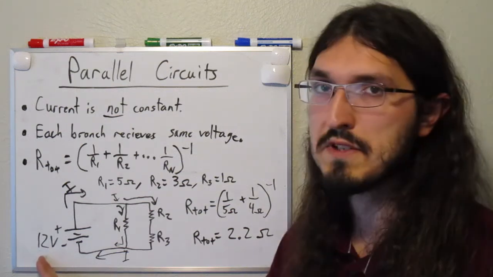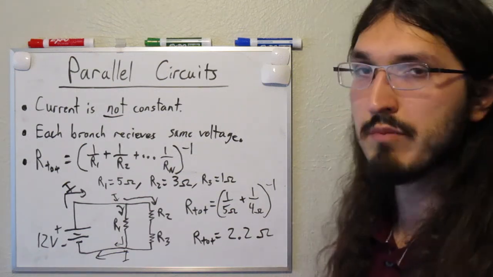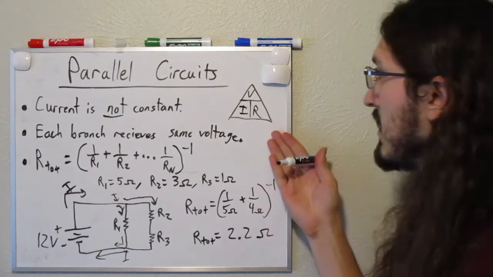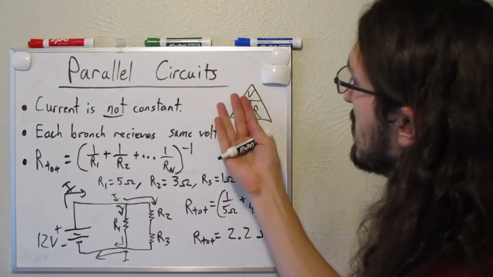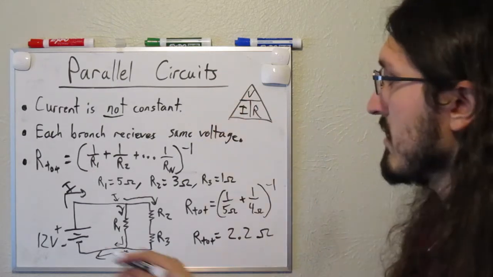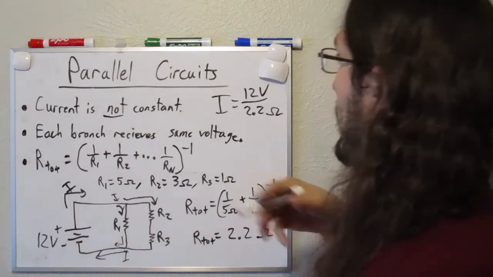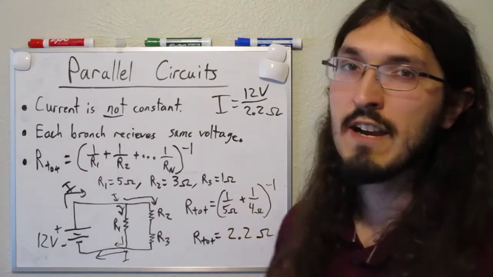We know that the voltage was 12 volts. Let's try to figure out the current using Ohm's law. Here's my triangle for Ohm's law. If I want to find current, it's going to be voltage divided by resistance. So I'm going to do 12 divided by 2.2. Alright, 12 divided by 2.2 comes out to 5.45.